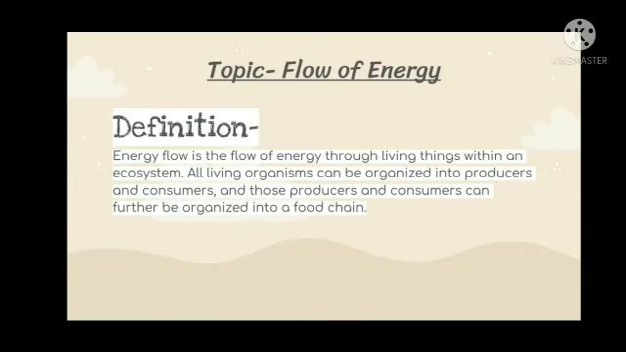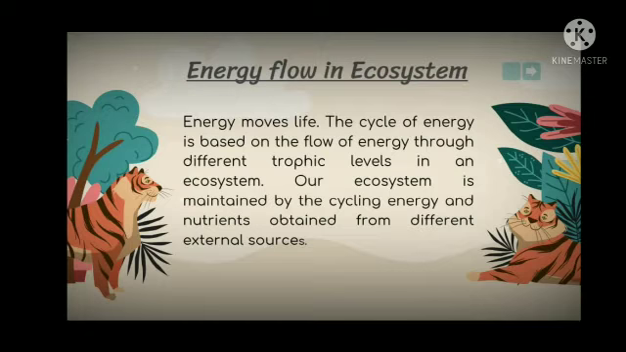Flow of energy. Definition. Energy flow is the flow of energy through living things within an ecosystem. All living organisms can be organized into producers and consumers, and those producers and consumers can further be organized into a food chain.